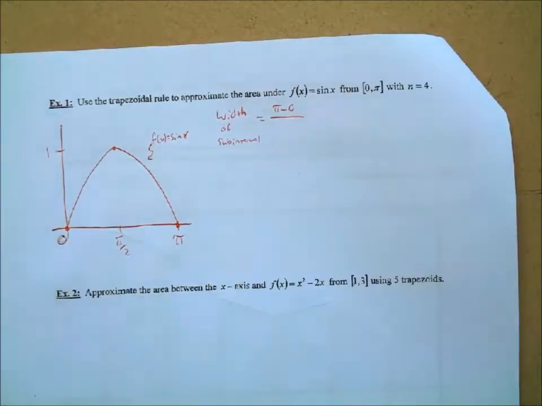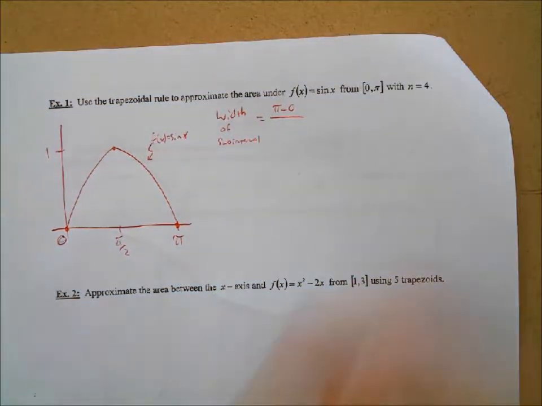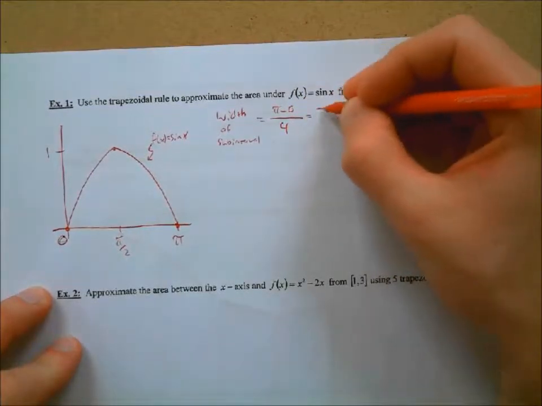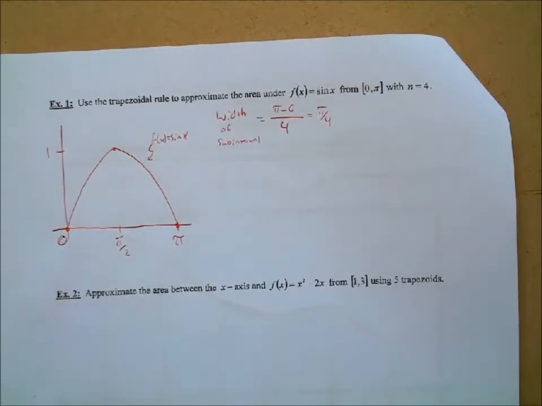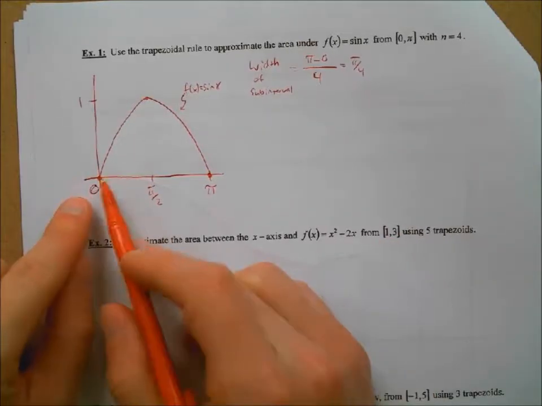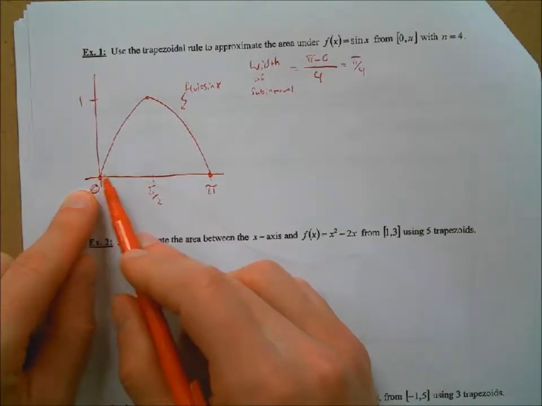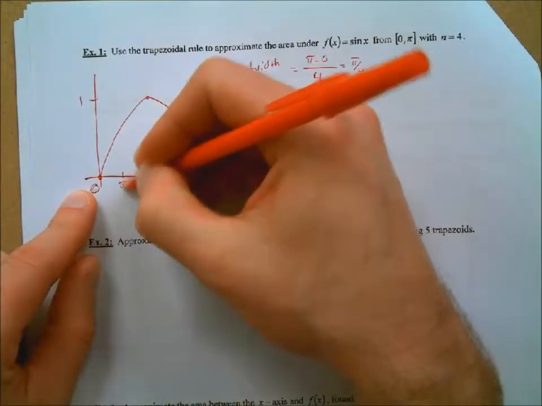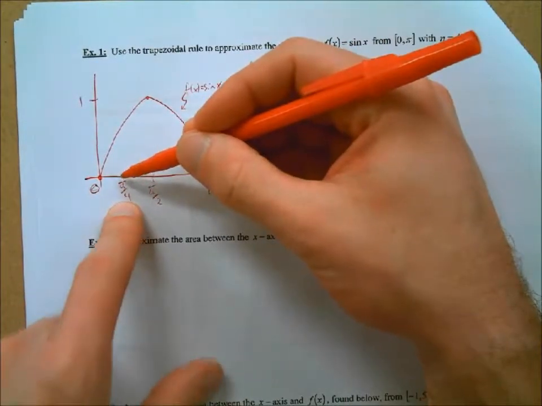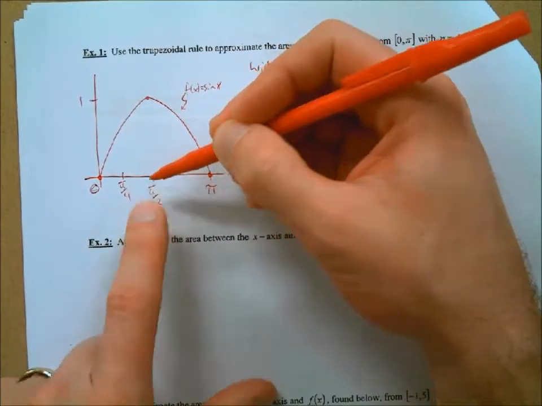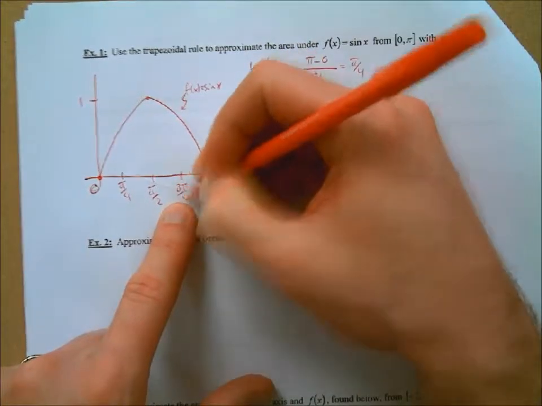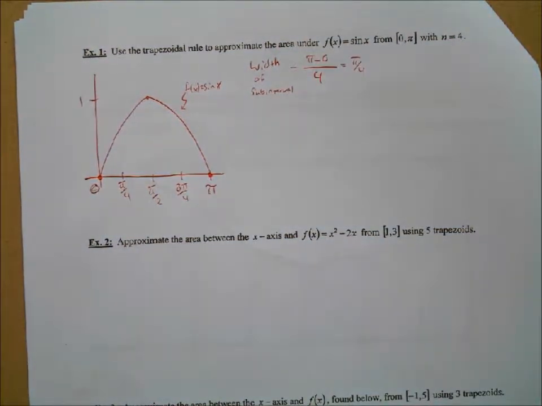But we want to divide that into how many subintervals? 4. So we're going to take the full length, pi minus 0 there, divide it by 4 subintervals, and so we end up with pi over 4 is the width of our subinterval. Which means then that if we start at 0, what will be the end point of our first subinterval? Pi over 4, right? We're going to go in pi over 4, and then another pi over 4 gets us to 2 pi over 4, or pi over 2, and then another pi over 4 gets us to 3 pi over 4, and then we get to pi. Okay, so there are our 4 subintervals.